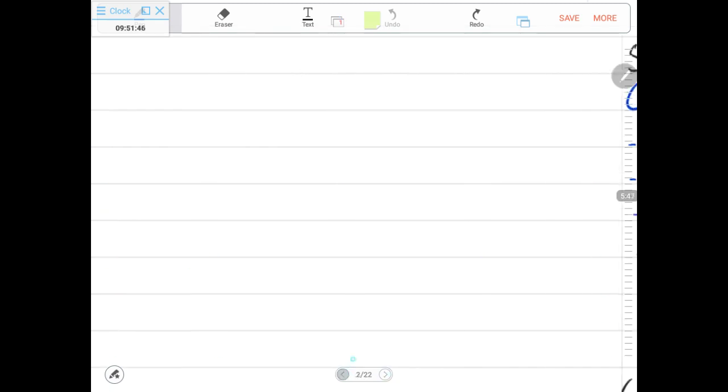Then, on this blank page, I will be doing my cash paid to suppliers and employees. So this is my note: cash paid to suppliers and employees.